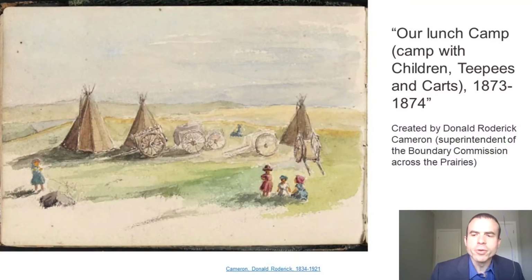Indigenous labor was so important to the surveyors' success that the surveyors encouraged Indigenous families to camp around them, supplying those who remained with flour and bacon. And this beautiful watercolor, which was created by Donald Roderick Cameron, who's the superintendent of the Boundary Commission in the Prairies, gives you a small taste of this. In this drawing, the Boundary Commission's camps are filled with Indigenous children, emphasizing the close connection surveyors needed to make with the communities around them in order to secure access to knowledge and labor.